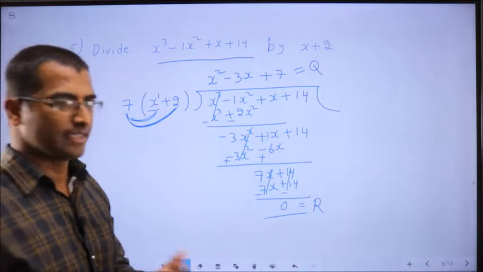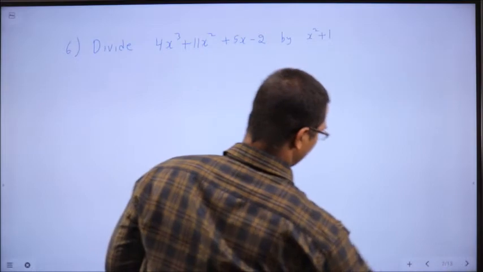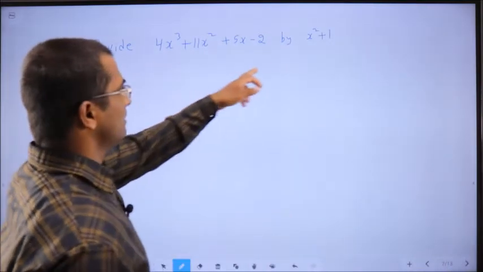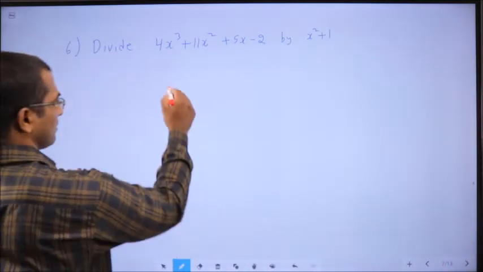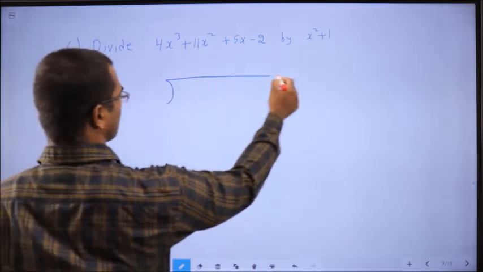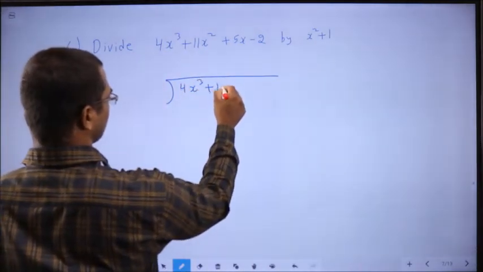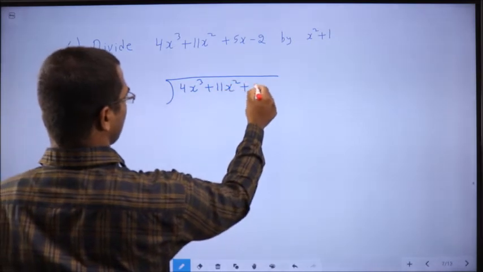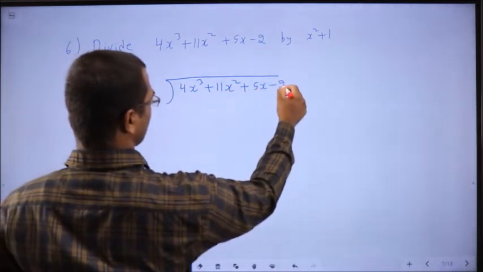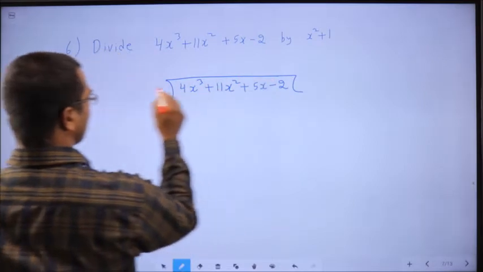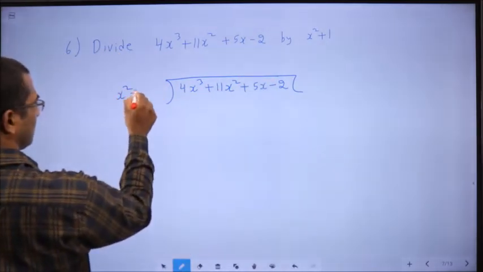Okay, next one. Divide this by x square plus 1. So initially write it like this. 4x cube plus 11x square plus 5x minus 2 by x square plus 1 over here.